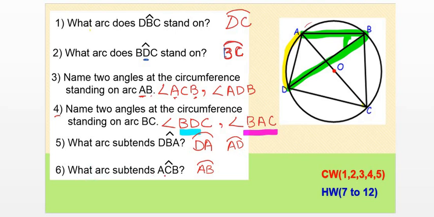What arc subtends angle ACB? That means where is this angle ACB and what is the arc on which this angle is standing. I clearly told you, if you know the angle, then the first letter and the last letter together give you the name of the arc. So the arc will be AB.